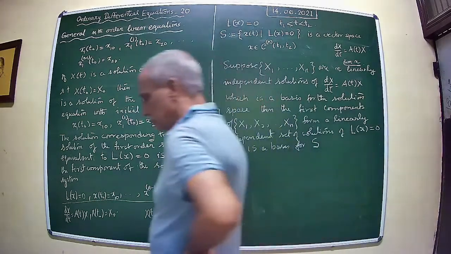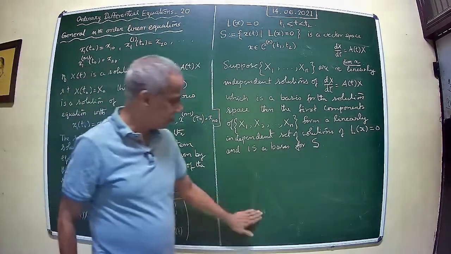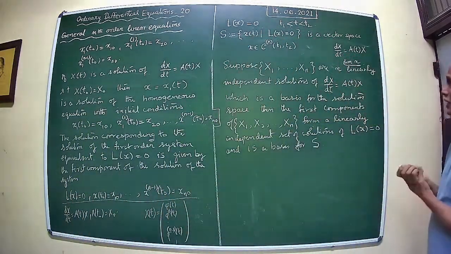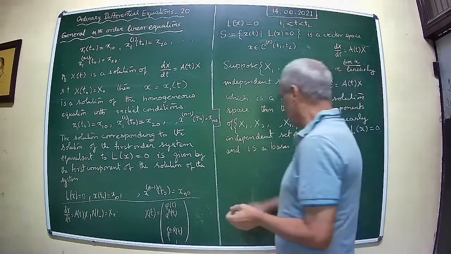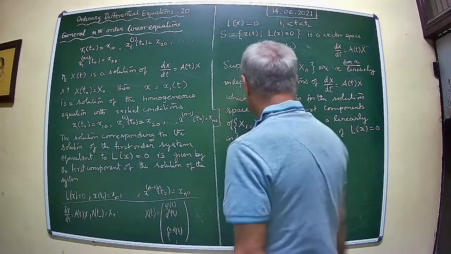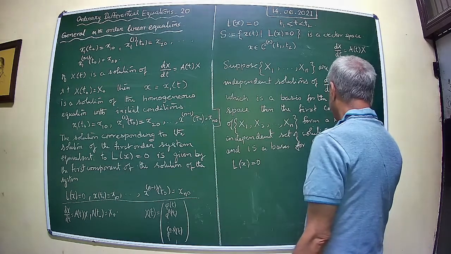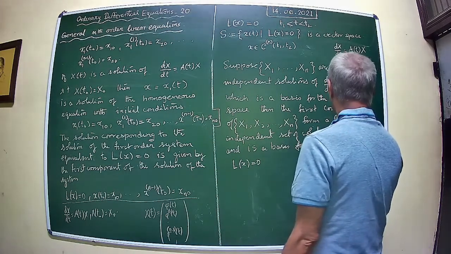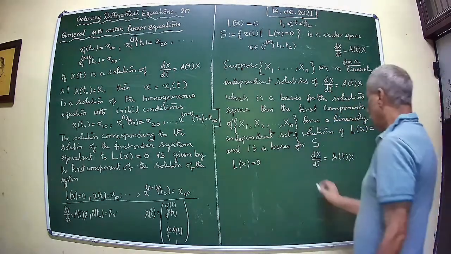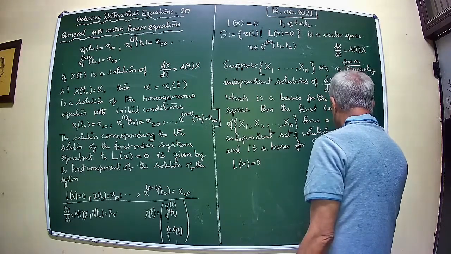Okay, how do you prove that? It's quite easy to prove because you start with, see, what you want to show is this: take Lx equal to 0, transform this into the system. So you have got dx by dt equal to A(t)x. Now suppose we have already got a basis x.